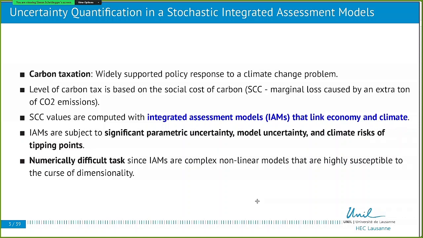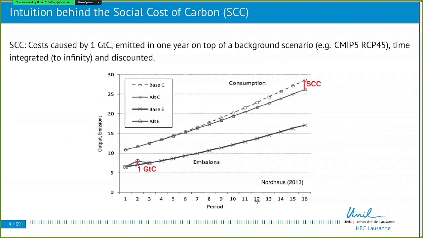These integrated assessment models are subject to a lot of uncertainty: parametric uncertainty, model uncertainty, and all sorts of climate-related uncertainties. They're numerically quite hard to solve because they have a lot of uncertainty in there. That means you need to compute high-dimensional expectations, but also the functions, the optimal policies that we want to find out, are highly nonlinear and make life miserable.